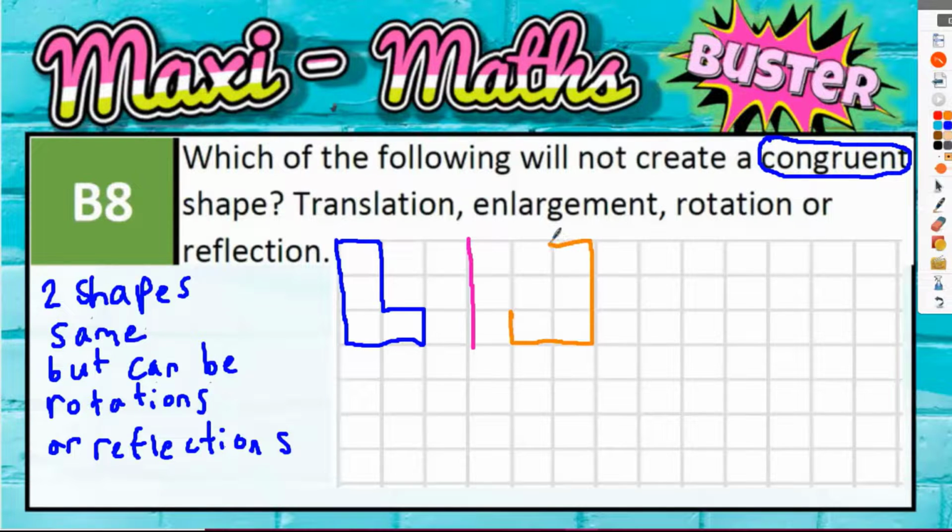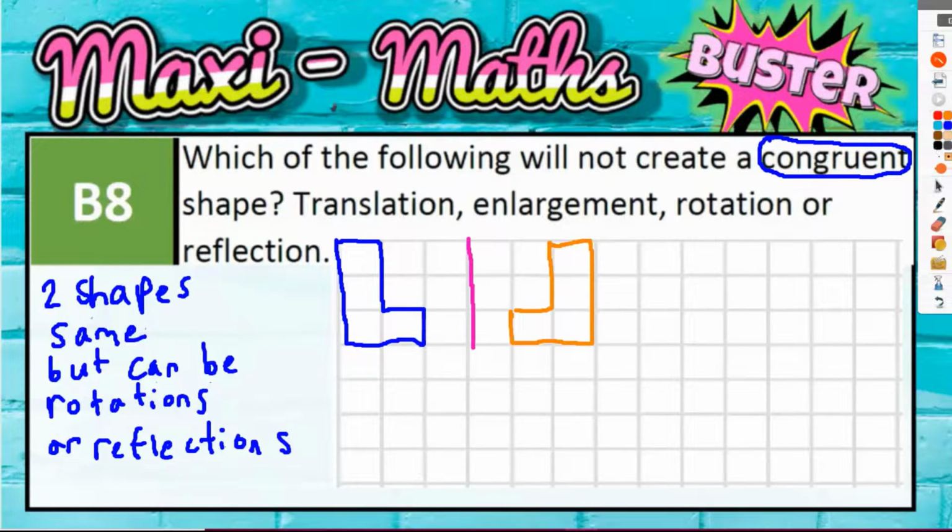Flip over the reflection. Then those two shapes are classed as congruent, because if I was to cut them out on paper, I would be able to take the orange one and flip it back over and stick it exactly over the blue one. It'd be exactly the same shape. So it's the same shape, just flipped over, reflected. So that will produce a congruent shape.